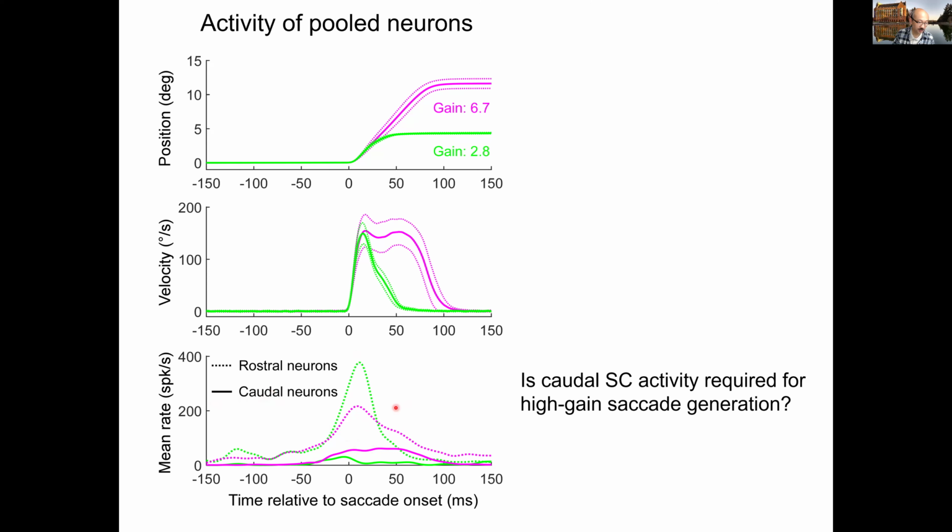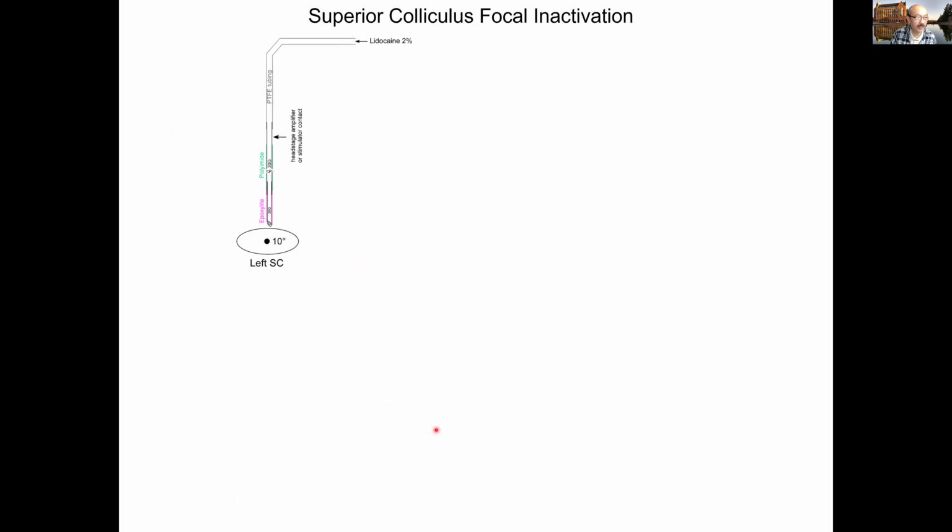But for caudal neurons, you start seeing more activity, much higher than during low gain saccades. And the peak is later than the peak of the rostral neuron. But you can see that the activity is small. It's maybe about 60 or 70 spikes per second. Is it significant? Is it actually causing the reacceleration? So to test that, we performed an inactivation study.